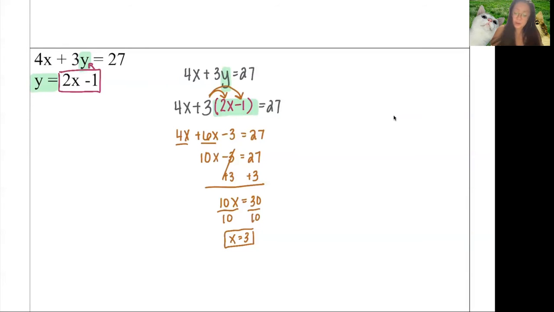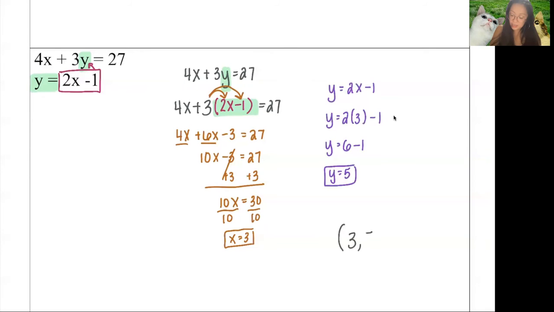Again, we have to make sure we are also solving for y. For me, the easier equation is the second equation, which says y equals 2x minus 1. Let's plug in. Y equals 2 times 3 minus 1. 2 times 3 is 6, so that's 6 minus 1. Y is equal to 5. All right, and again, let's write our final answer as a coordinate pair. X value comes first, that's 3, followed by our y value, which is 5. This was a system of equations by substitution.